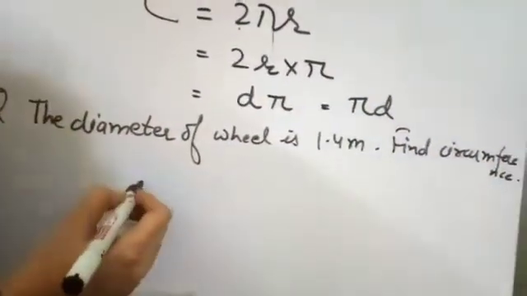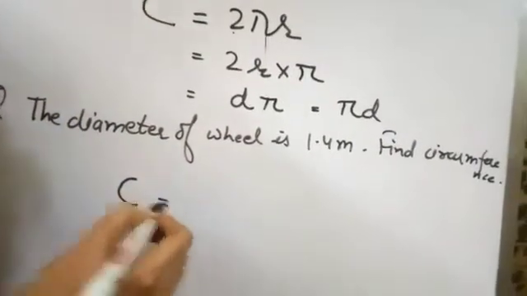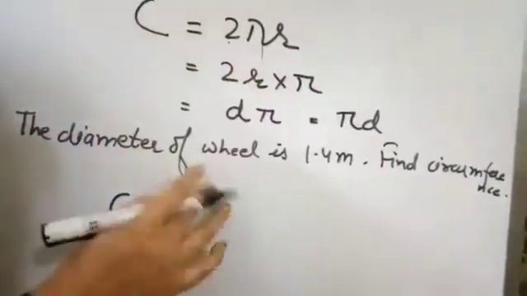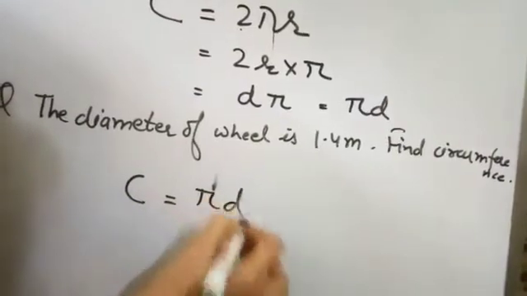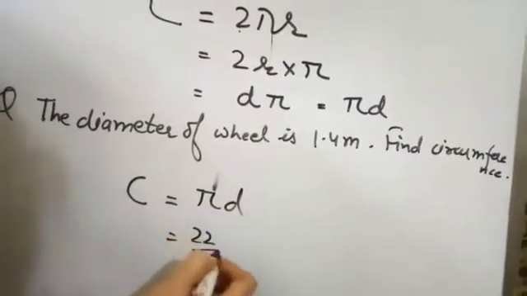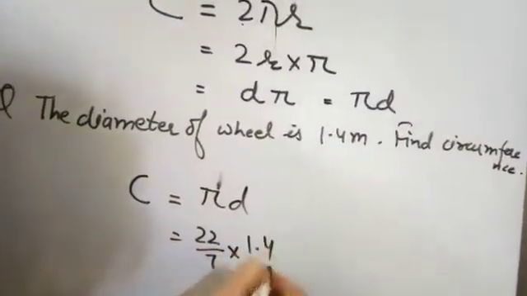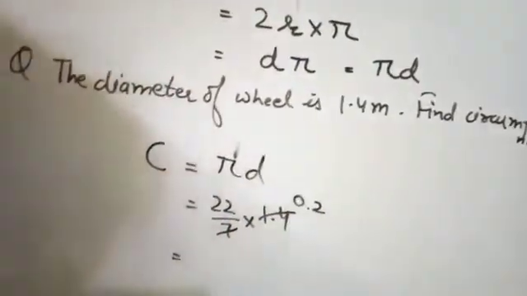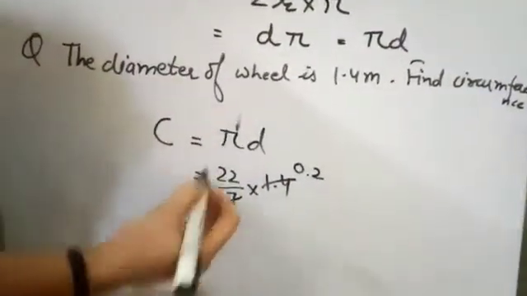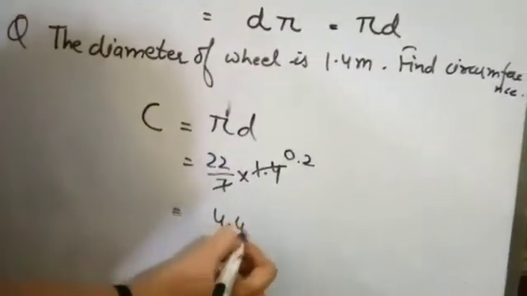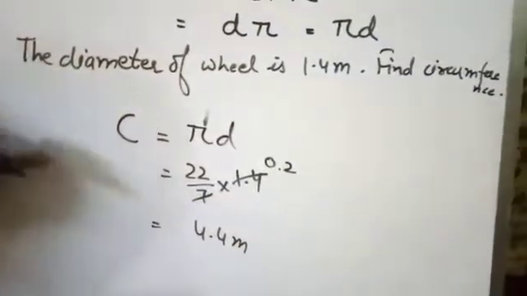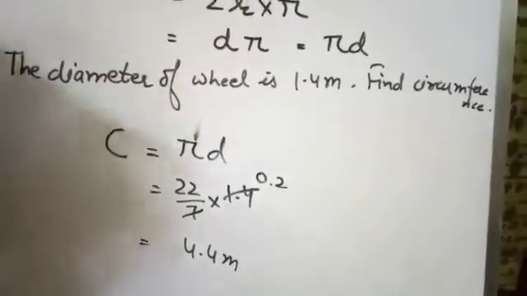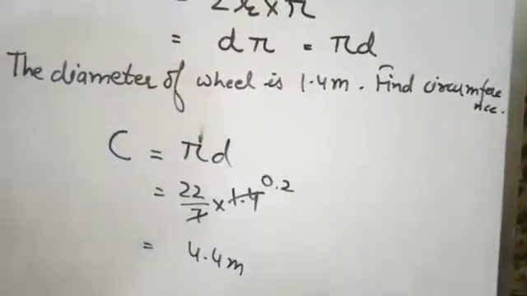Now, we know the circumference of the circle in terms of diameter is πd. The π is 22/7 and the diameter given to us is 1.4. We can cut 1.4 by 7, which gives 0.2, and 22 times 0.2 is 4.4 meter. So we have found the circumference directly by πd when the diameter is given to us.